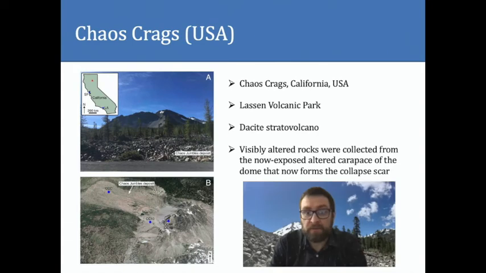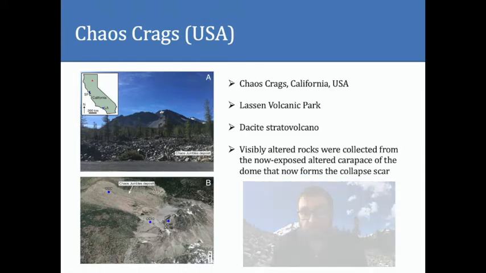To explore the influence of porosity-reducing alteration on volcano stability, we will travel to Chaos Crags, a dome complex in California. Chaos Crags is shown in the top image. Rock samples for laboratory testing were collected from the now exposed altered carapace of the dome that forms the collapse scar. These samples were chosen based on their visible differences in alteration. The sampling localities are shown in the bottom image.